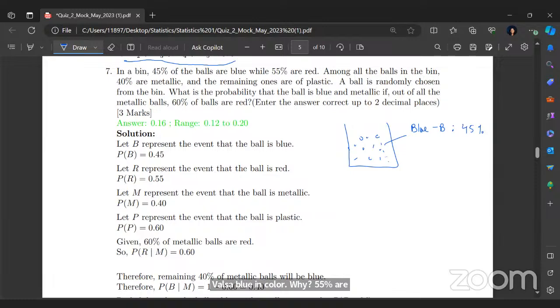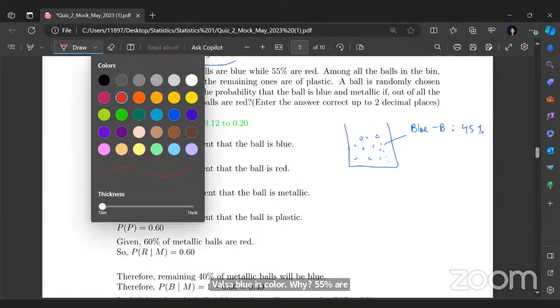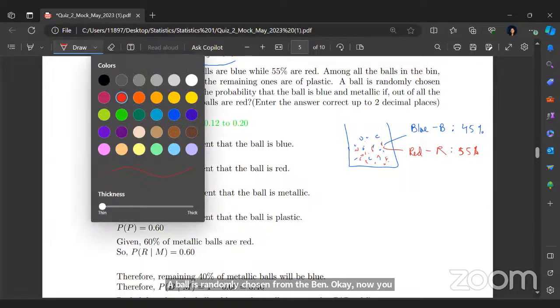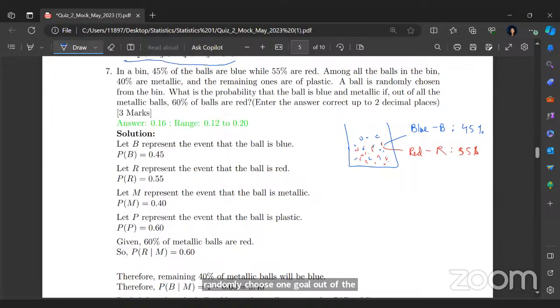Red is denoted by R, and we are saying 55% of the balls are red in color. Now, among all the balls scattered in the bin, a ball is randomly chosen from the bin. Now you randomly choose one ball out of the bin. So you choose one ball.